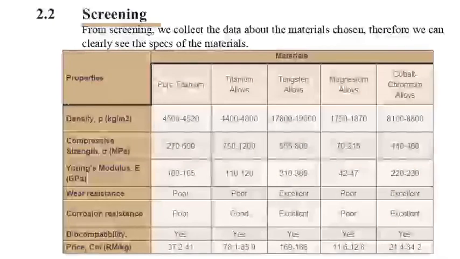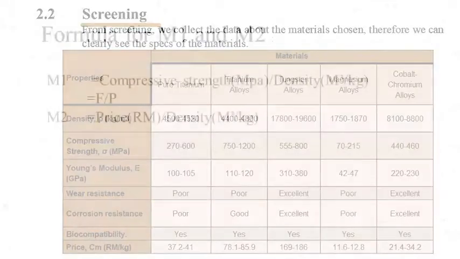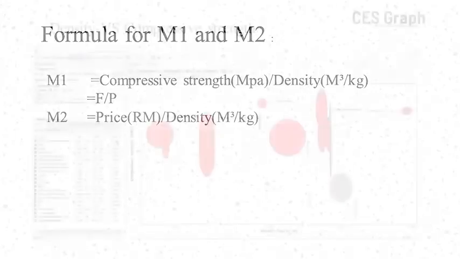The second step is screening. For screening, we collected the data about the materials chosen from CES. Properties that we need, for example, are density, compressive strength, Young's modulus, wear resistance, corrosion resistance, biocompatibility, and price. Find the formula for M1 and M2. M1 is compressive strength per density, whereas M2 is price per density.